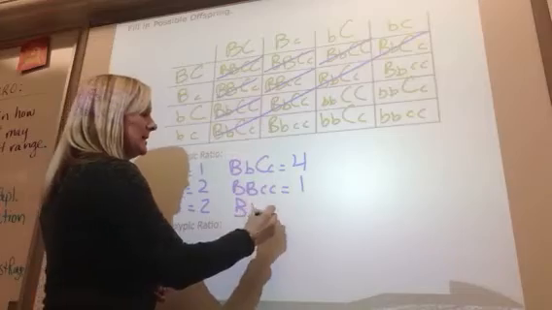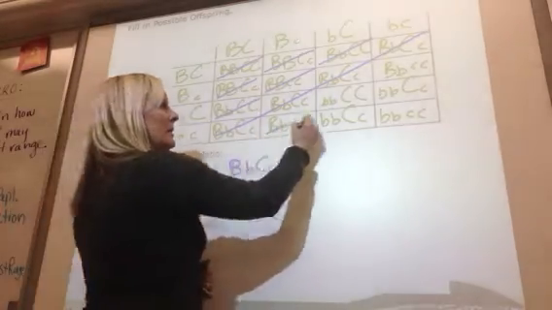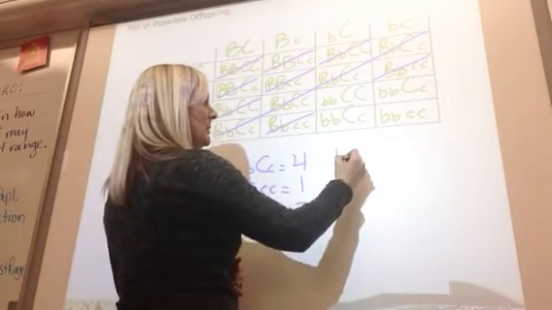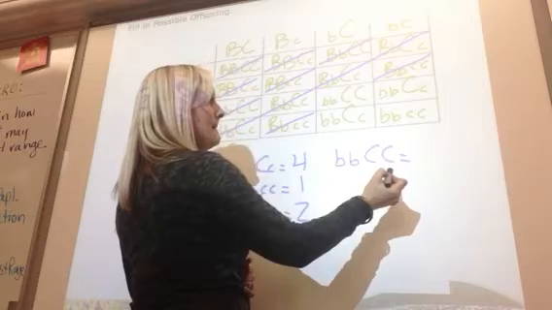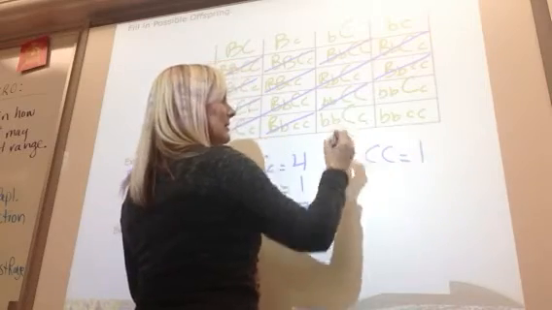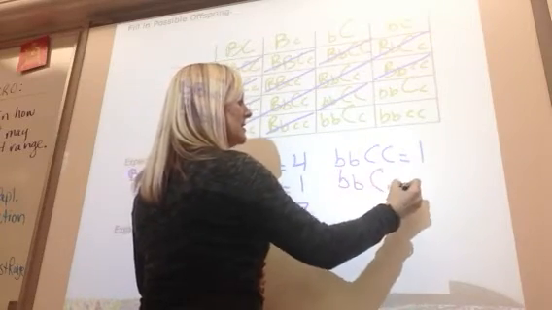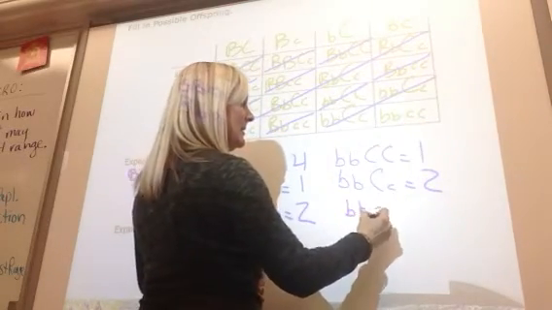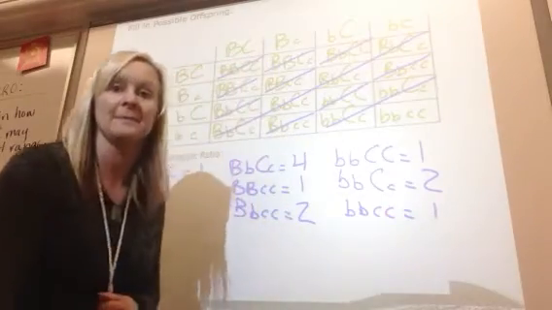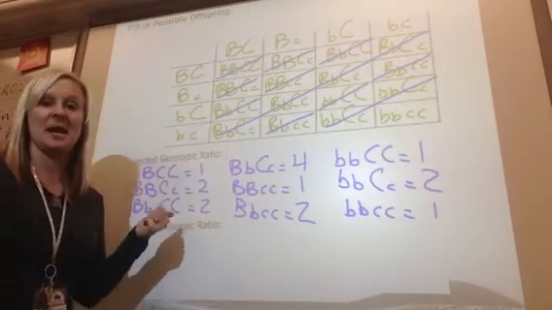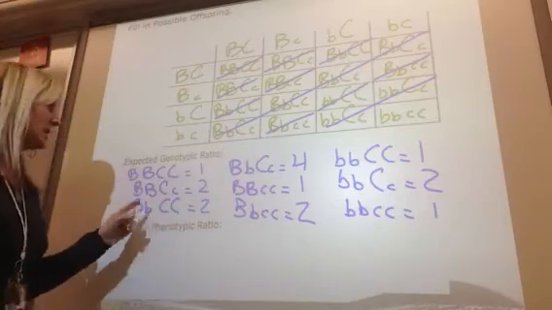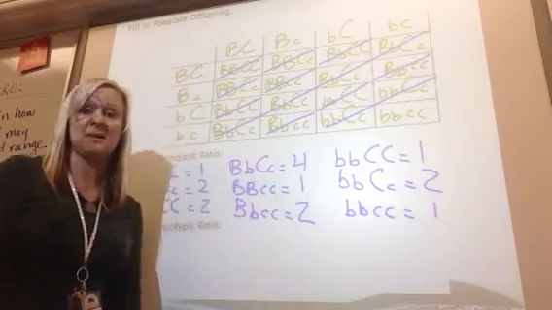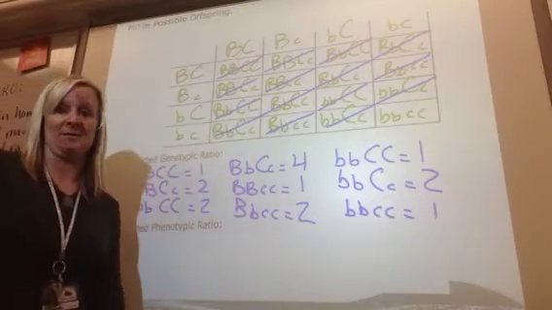I'm going to finish out this column. Big B, little c, little c. How many of those do I have? I see 2. This one right here, little b, big C, big C. I only see 1 there. Little b, big C, little c. I see 2. And my last one, little b, little c, little c. There's only 1. Now, check this out. This is a huge genotype ratio: 1 to 2 to 2 to 4 to 1 to 2 to 1 to 2 to 1. Can I simplify that? No. There's no way to simplify that one.